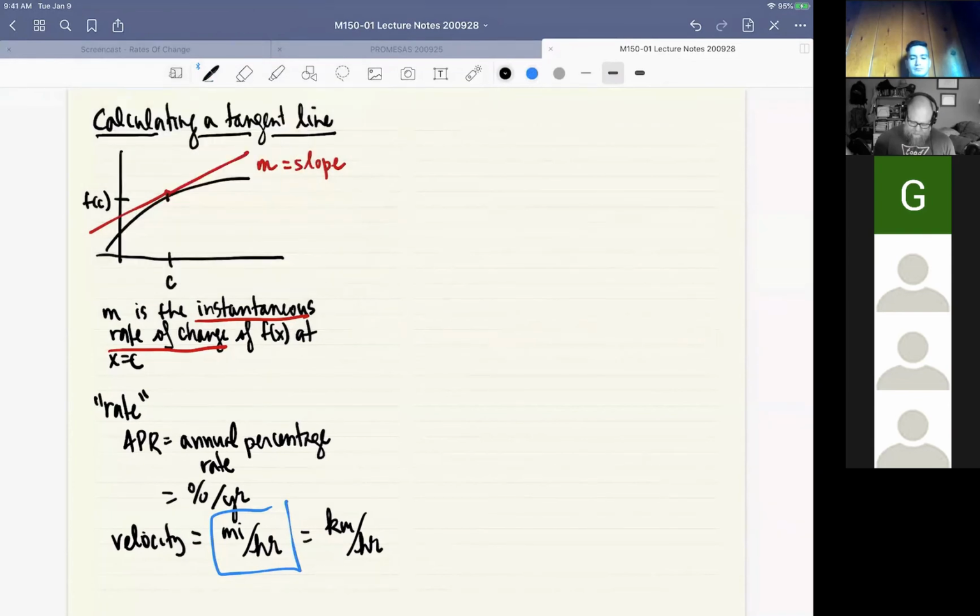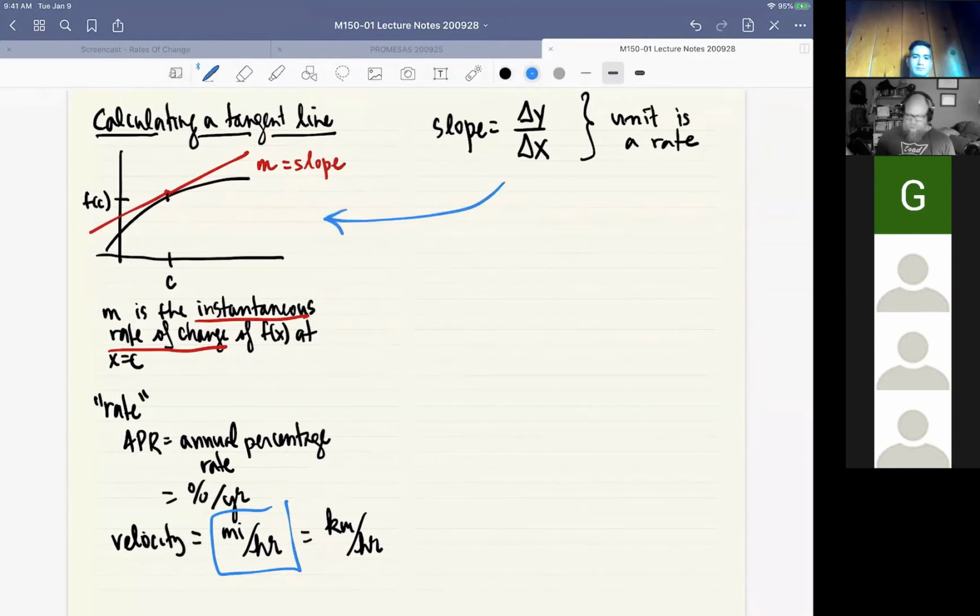And when we're talking about slope, slope is a delta y over a delta x. Okay. So the unit on a slope is a rate. So when you've got a function, if we talk about a tangent line, the slope of that tangent line is a rate because there's going to be an input unit. There's going to be an output unit. Right? And the unit on the slope is going to be outputs per input.